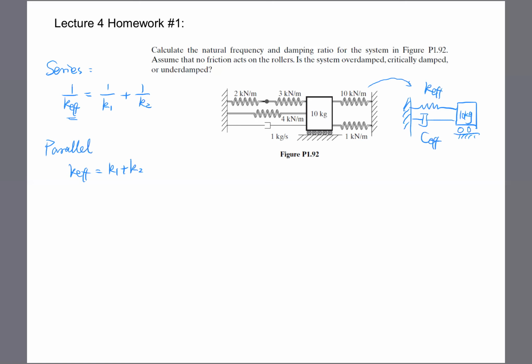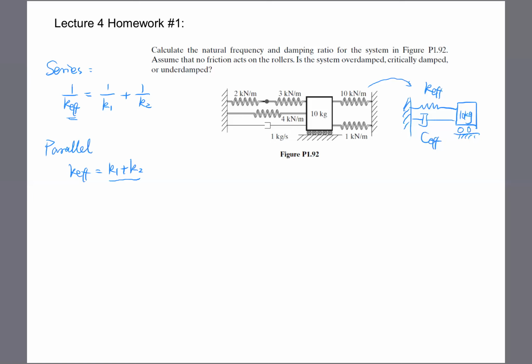As I said, the way I remember it is when you have a lot of springs connected in parallel, you actually have a stiffer system. So that's why you should have a summation. When you have a lot of springs connected in series, you should expect a smaller stiffness. So that's why everything is inverted.